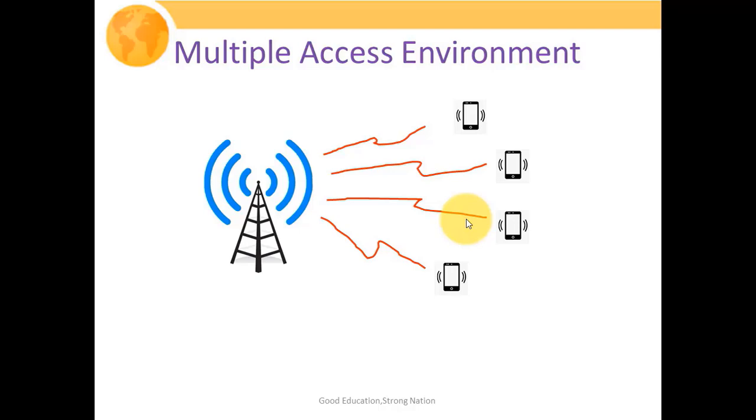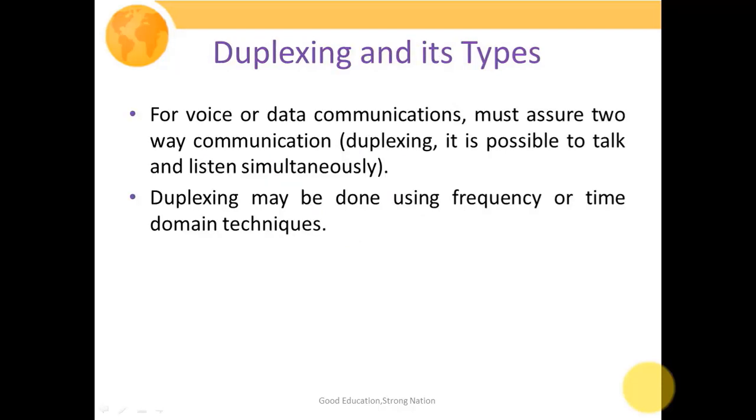So if we talk about our multiple access techniques, these are specific techniques which can be implemented in our multiple access environment in order to provide an interference-free environment for the exchange of information among the users. Before we discuss the classification of multiple access techniques, let us discuss duplexing and its types. As we have already discussed, in our multiple access environment, our mobile subscribers want to transmit as well as receive their information simultaneously.